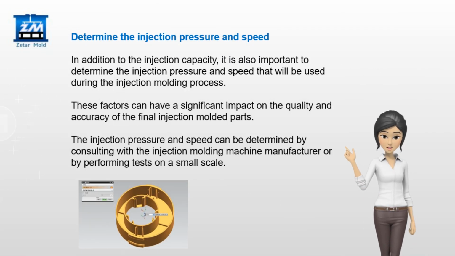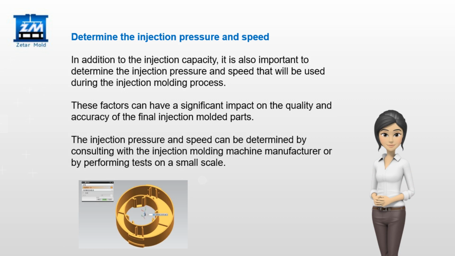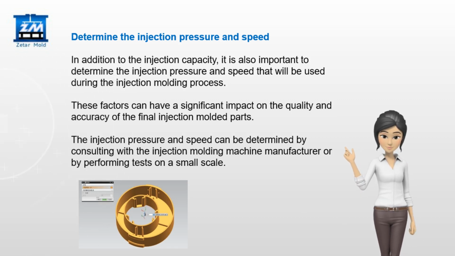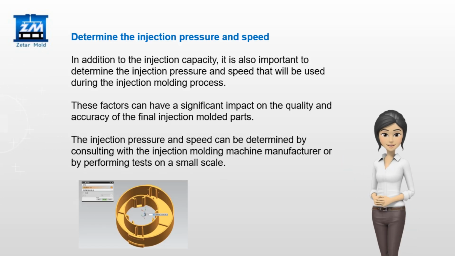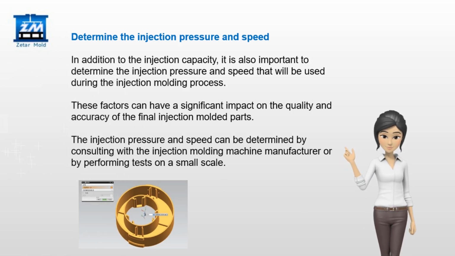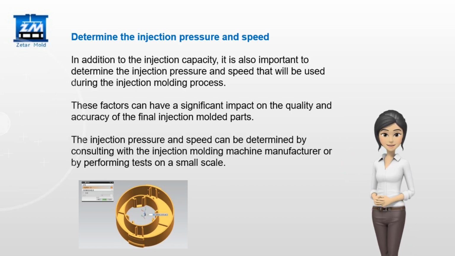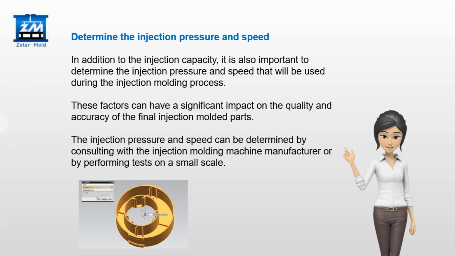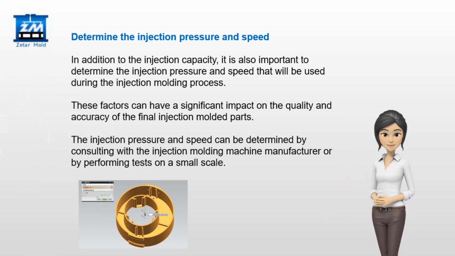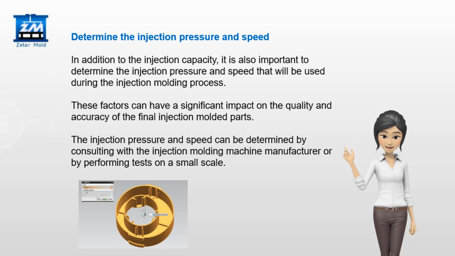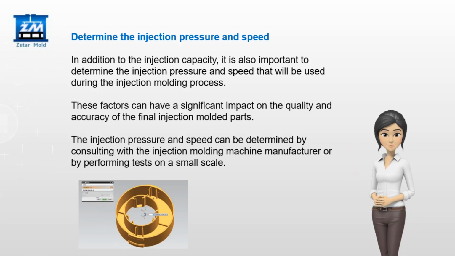Determine the injection pressure and speed in addition to the injection capacity. It is also important to determine the injection pressure and speed that will be used during the injection molding process. These factors can have a significant impact on the quality and accuracy of the final injection molded parts. The injection pressure and speed can be determined by consulting with the injection molding machine manufacturer or by performing tests on a small scale.